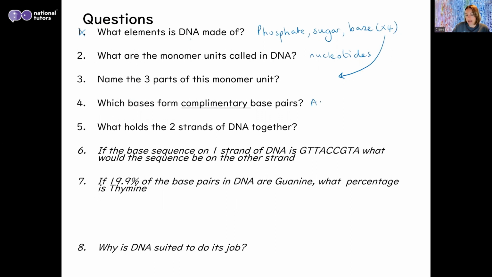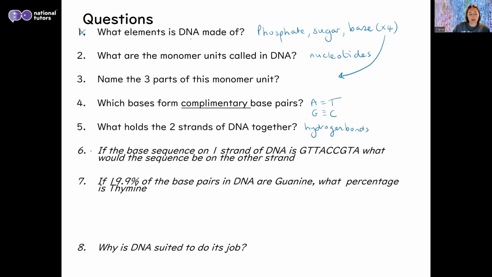Which bases form complementary base pairs? So that's your A and T. I always do it as that because then I know that's two hydrogen bonds. And then G and C. Okay, so I won that. In an exam, if that was the question, I would write out the full name: adenine, thymine, guanine, cytosine. Okay. What holds the two strands of DNA together? They are your hydrogen bonds. Okay.